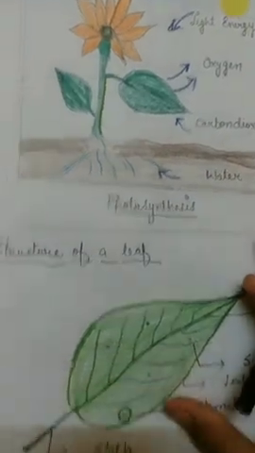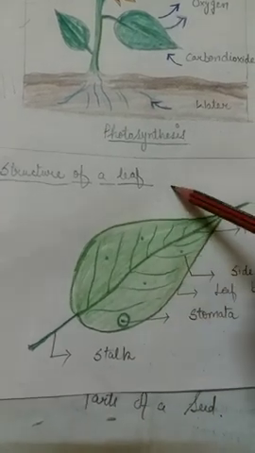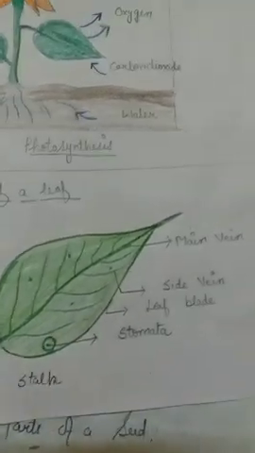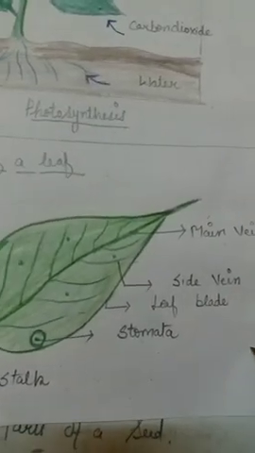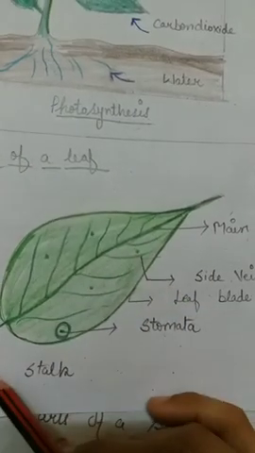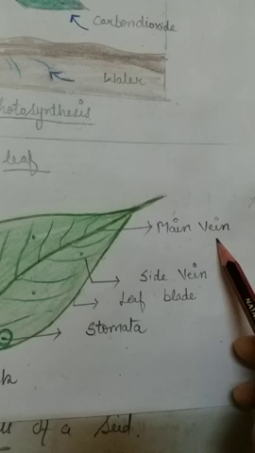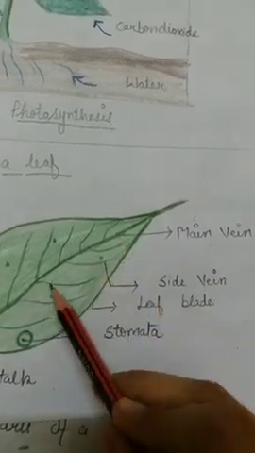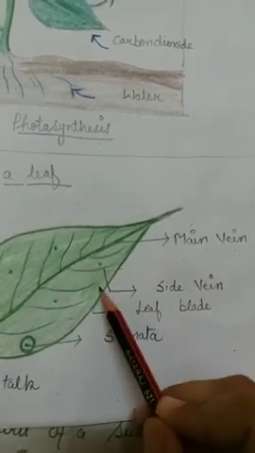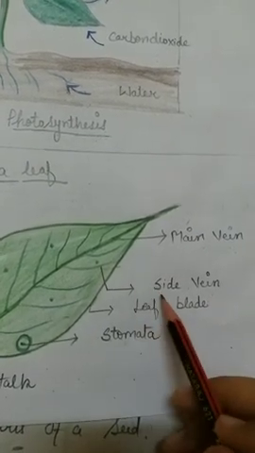Now moving towards the next diagram which is in your syllabus, that is the structure of a leaf. For this you have to draw a leaf and label these parts. The first one is the central vein, which goes through the center of the leaf. That vein is called the main vein. From this central vein many side veins arise, which go towards the sides of the leaf. These veins are called side veins.